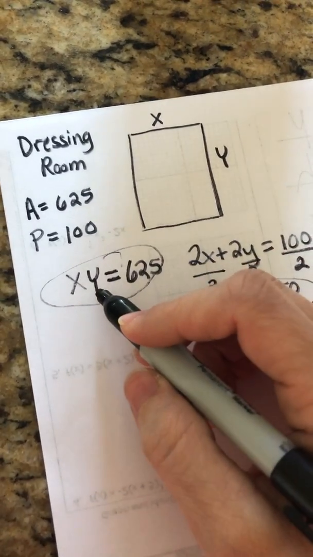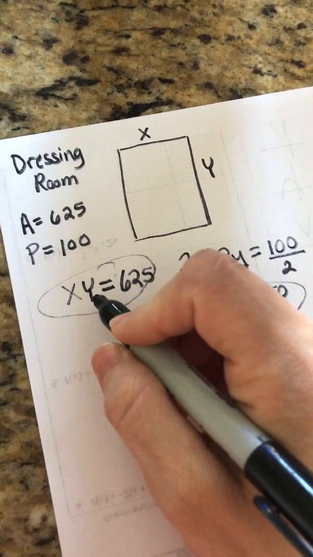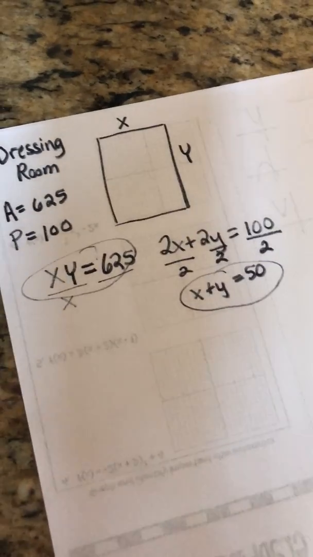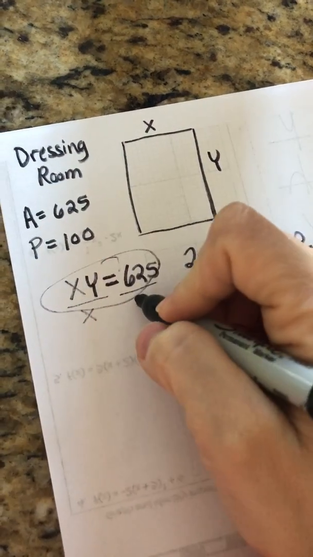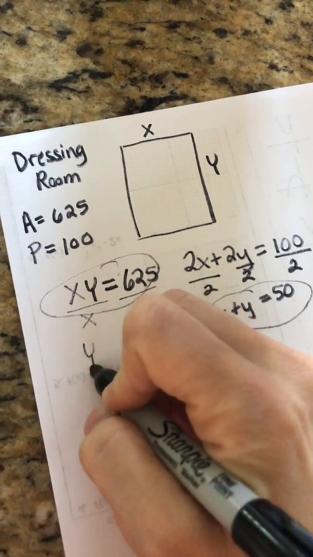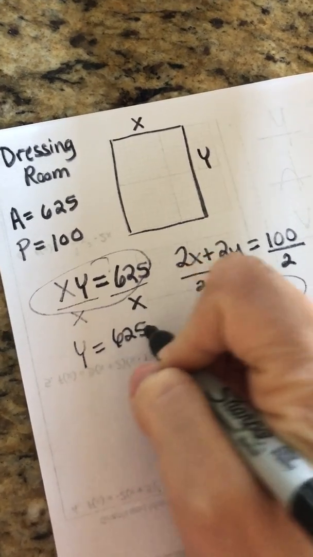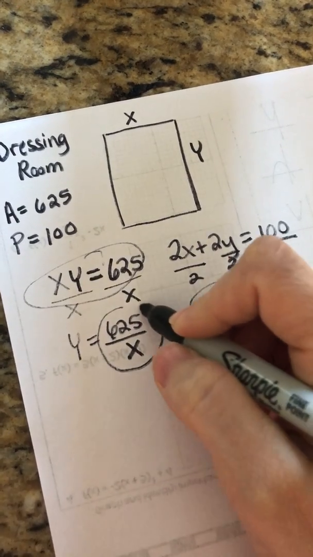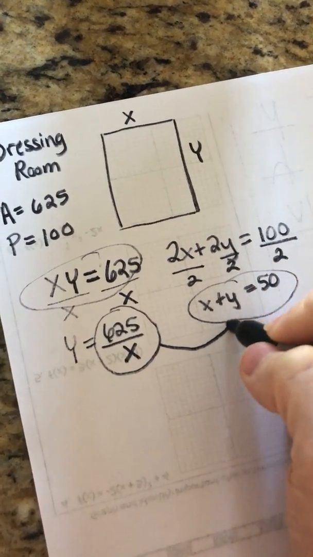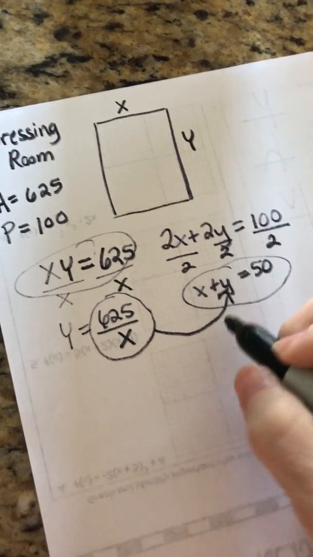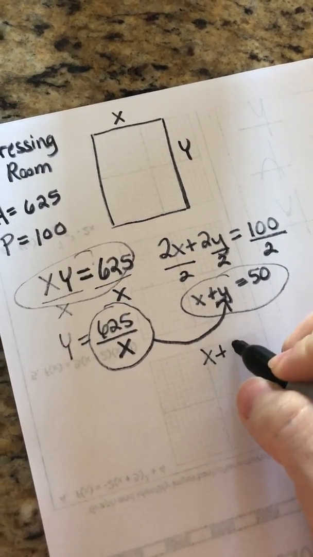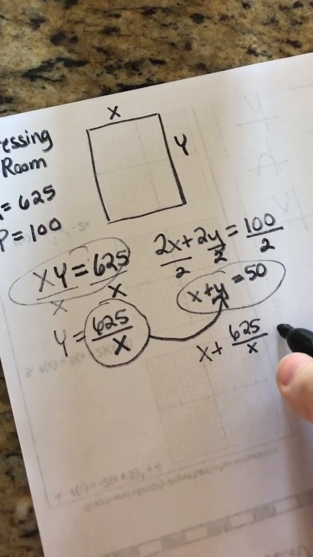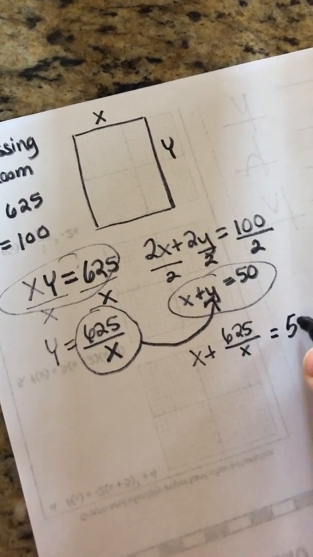To do it, I'm going to take this one and solve it for y. Because it's x times y, I'm going to divide by x. So I divide by x to get y equals 625 divided by x. Now I can take what y equals and plug it in place of y in my second equation, so that I have x plus 625 divided by x equals 50.